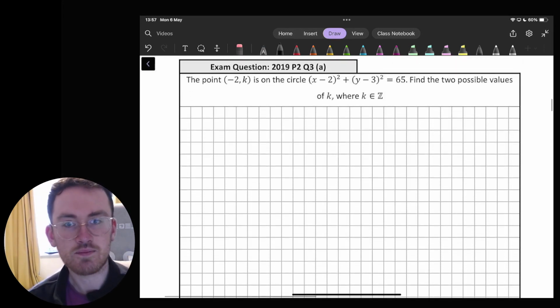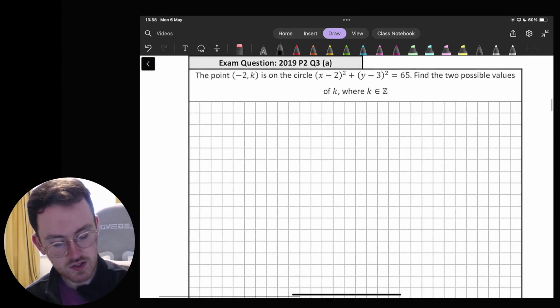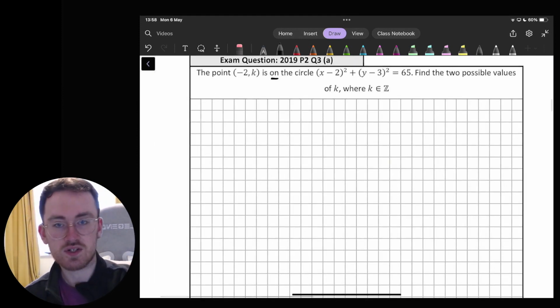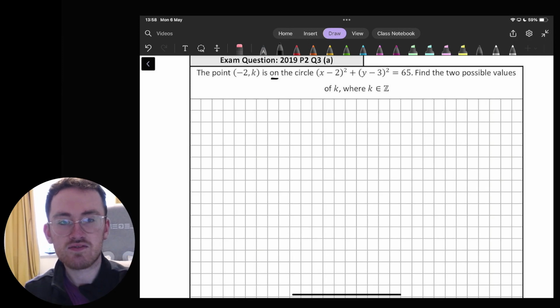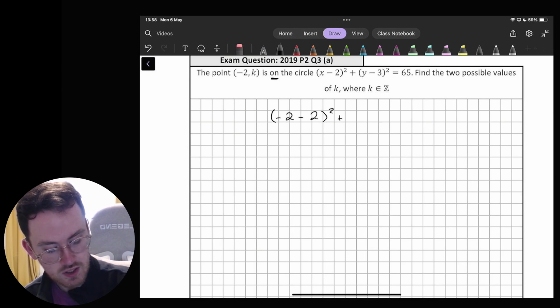Looking at the next example, then, the point (-2, k) is on the circle. So when I see that it's on the circle, I know that if I sub in that point, it's going to satisfy the equation. They're asking me to find the two possible values of k. So let's just sub in my format here. So (-2 - 4) squared plus (k - 3) squared equals 65.